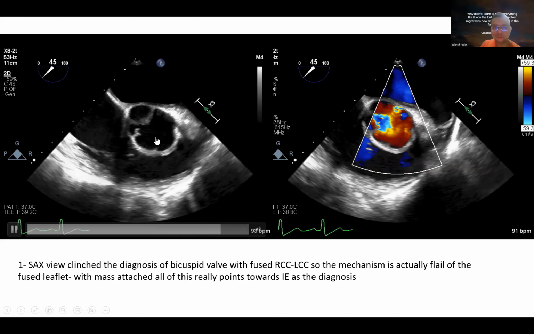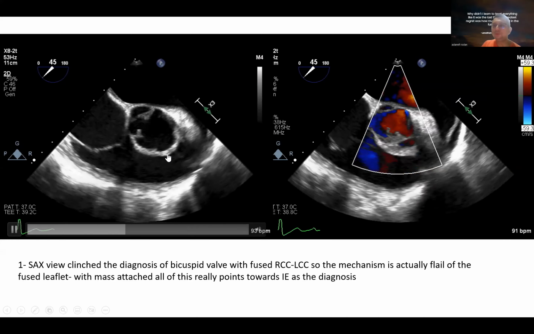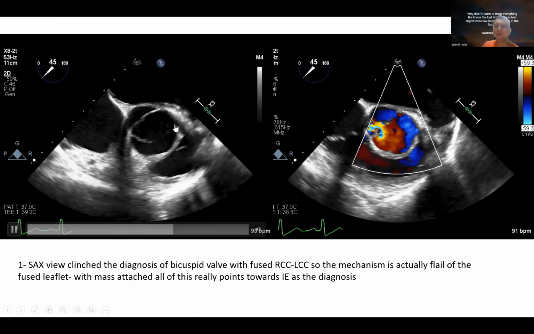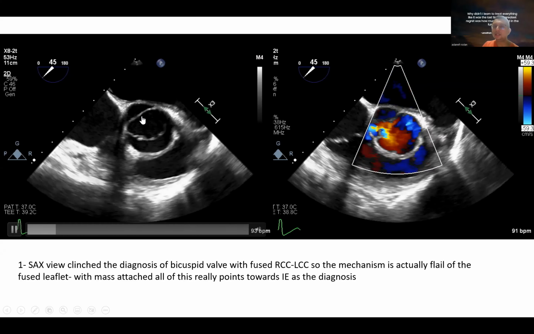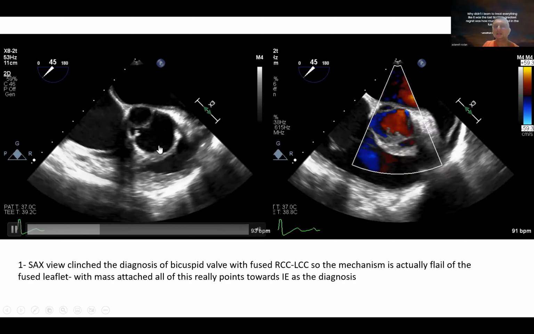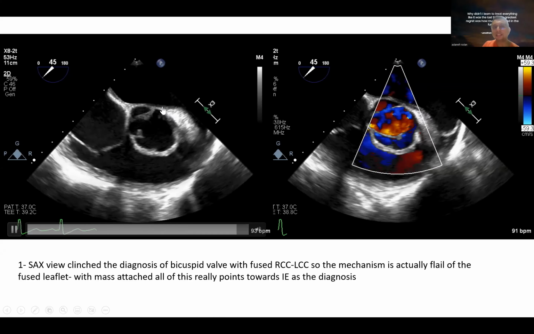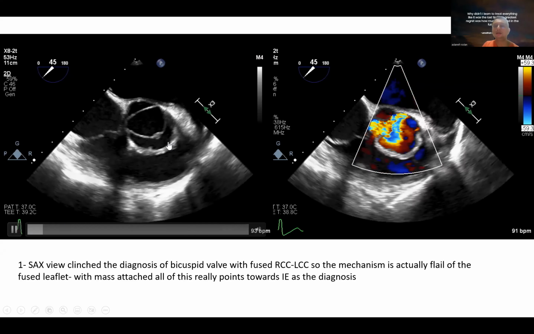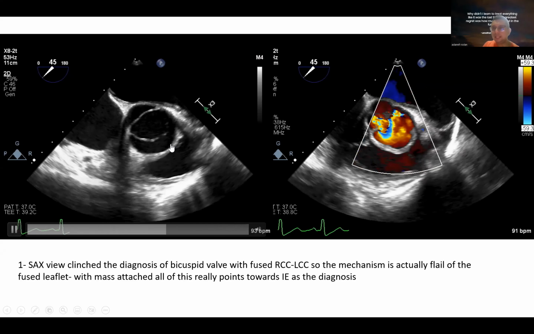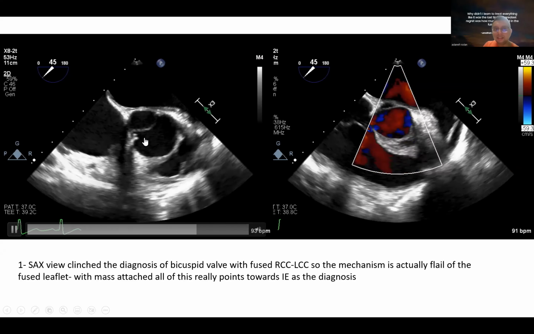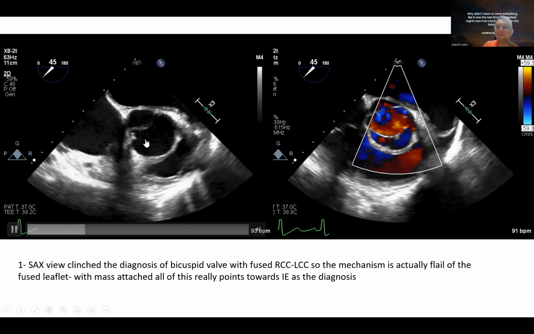And lo and behold, when we do short axis view, we can confirm that in fact this patient does have a bicuspid aortic valve. This is the non-coronary cusp. This is the fused right and left coronary cusp. So this patient has bicuspid valve type 1 with 3 sinuses, and the part that is flailing is this fused right and left coronary cusp, where you can see there is vegetation attached to it.